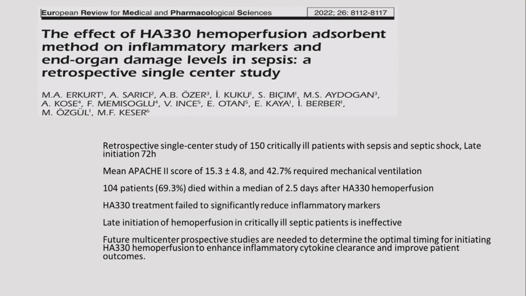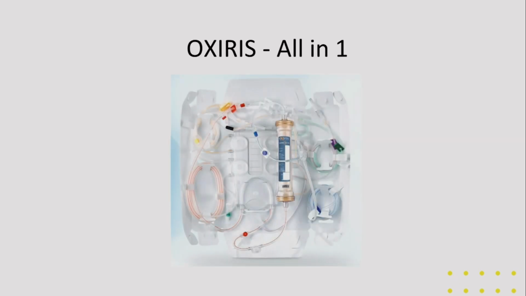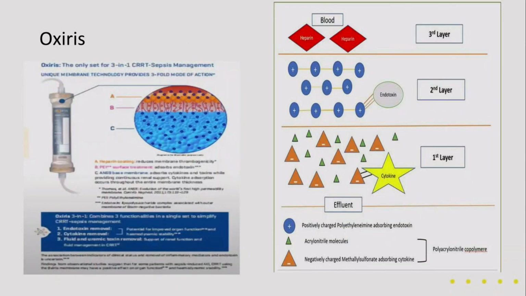So first we saw only blood running through the membrane. Then we saw a filter with the dialyzer. Then we see the oXiris. This is CRRT, we all know. And these are 3 layers. One will adsorb the endotoxins, one cytokines, and one will remove the uremic toxins. It is a CRRT filter. It is saturable, doesn't work more than 36 hours, but it is coated with heparin.